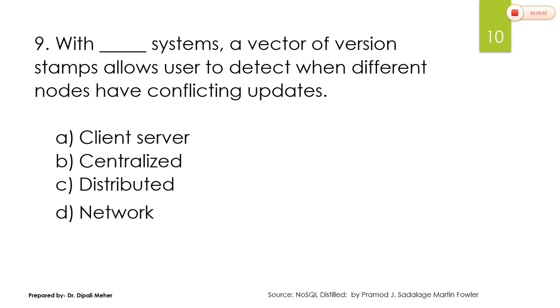Next question is, with dash systems, a vector of version stamps allows user to detect when different nodes have conflicting updates. So options are A, client server, B, centralized, C, distributed, and D, network. And the correct option is option C, distributed. So with distributed system, a vector of version stamps allows user to detect when different nodes are having conflicting updates.